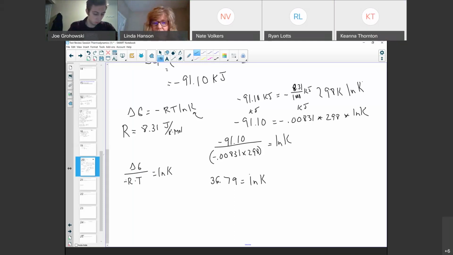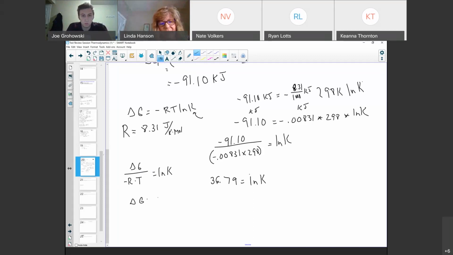I have a question. Go for it. How did you isolate the ln K by itself? Because I had a problem doing that on the quiz. That's where I end up getting this question wrong.